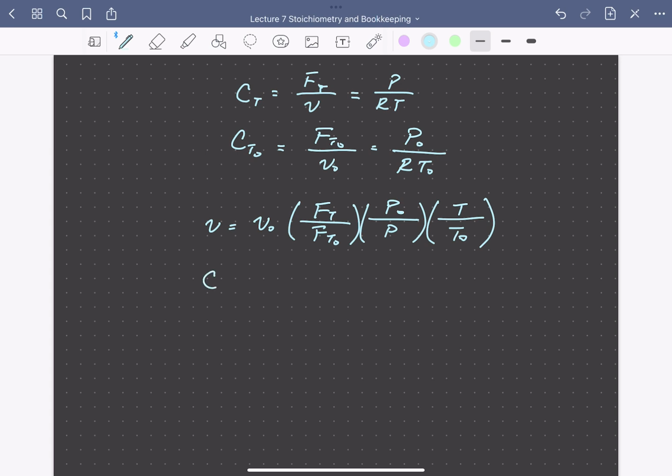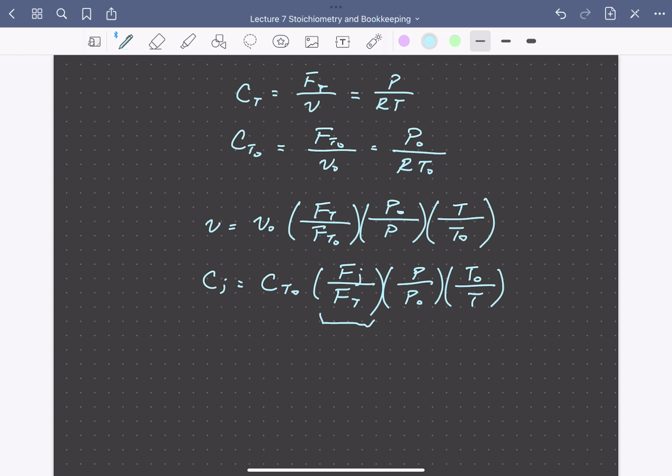Similarly, if I wanted to write the concentration of any species J, I could write that as the initial total concentration times the ratio at any point of the molar flow rate of J to the total molar flow rate, times this ratio of our pressure at the position of interest divided by the initial pressure, and the initial temperature relative to the temperature where we are. So again here the molar flow rate of J and the total molar flow rate are going to be functions of X, which we can track using our stoichiometric table.